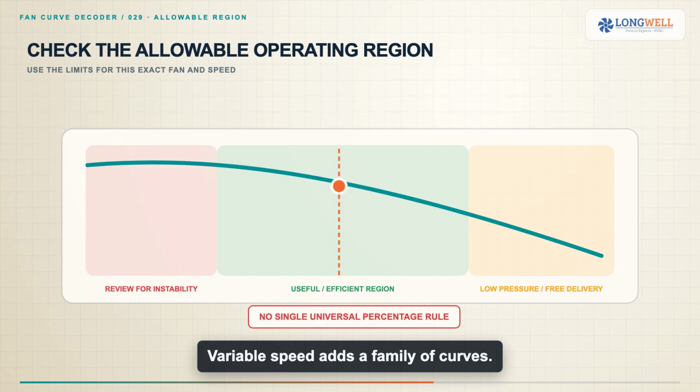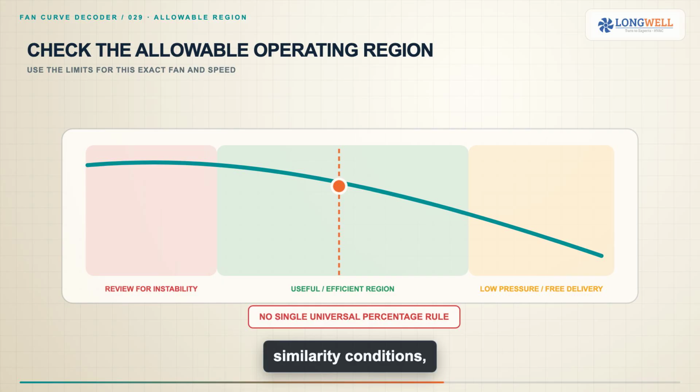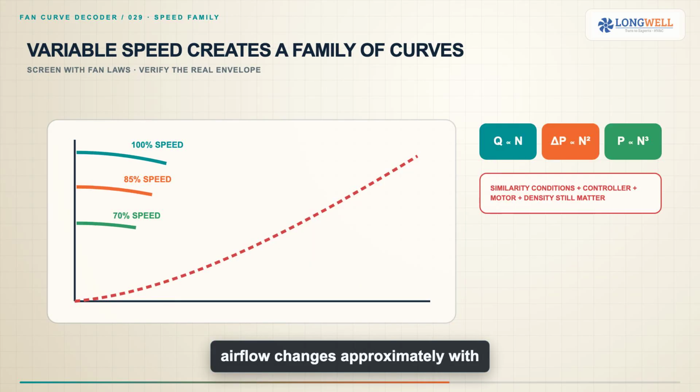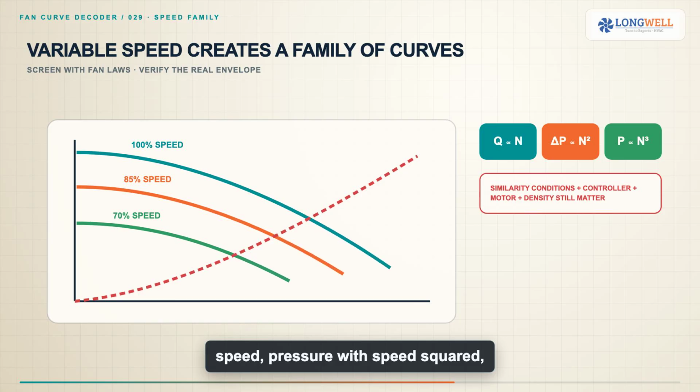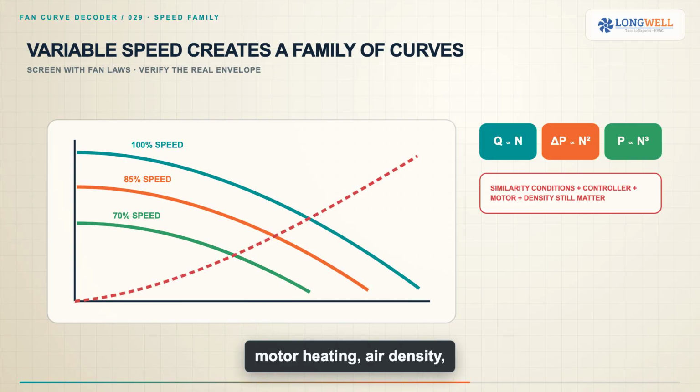Variable speed adds a family of curves. For the same fan under appropriate similarity conditions, airflow changes approximately with speed, pressure with speed squared, and power with speed cubed. These fan laws are powerful for screening, but controller limits, motor heating, air density, and the real system curve still define the usable envelope.